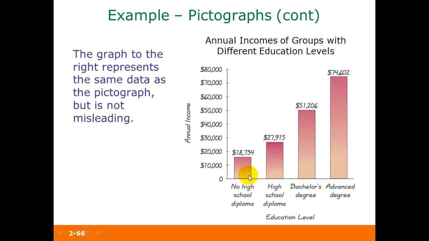Now let's look at this with just a regular bar graph instead of using the pictograph. And notice here, obviously the income for those with an advanced degree is still quite a bit more than for those with no high school diploma, but the differences are not so exaggerated. This is a much more fair way to represent this data.